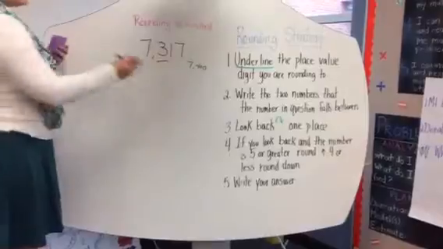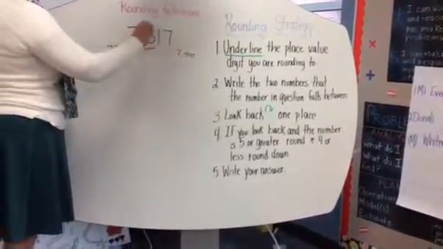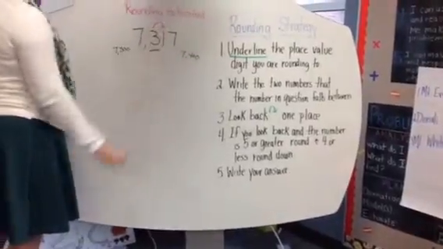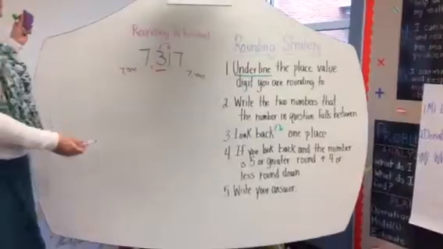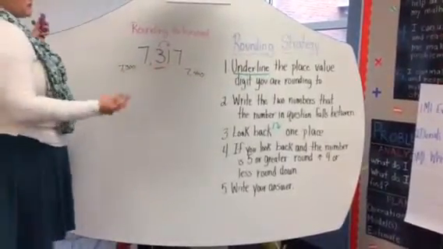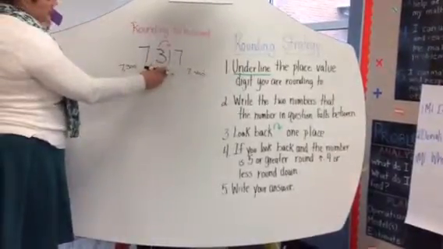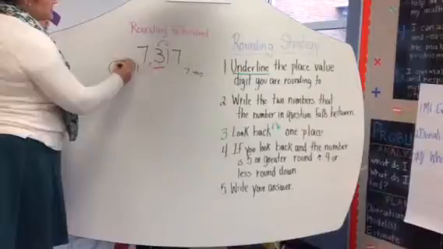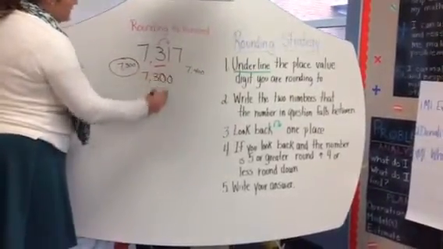The next step, step 3, is I look back. So I look back one place. In this situation, I'm looking from the hundreds place to the tens place. There's a 1 in the tens place, which tells me when I look back, if it's 5 or greater, I round up. If it's 4 or less, I round down. So it is less than 4, which means I'm going to round down to 7,300. And I'm going to write my answer.